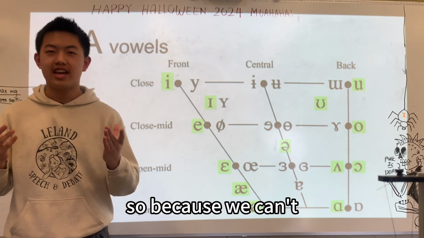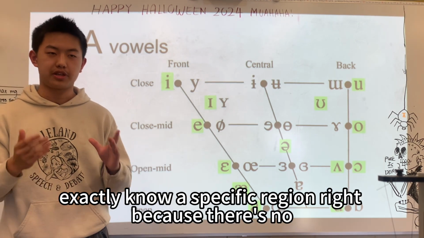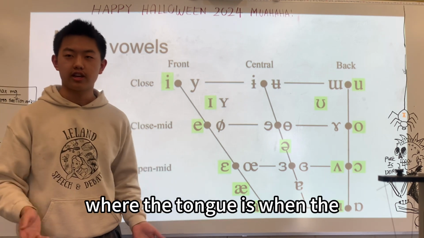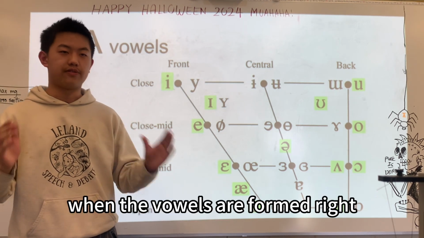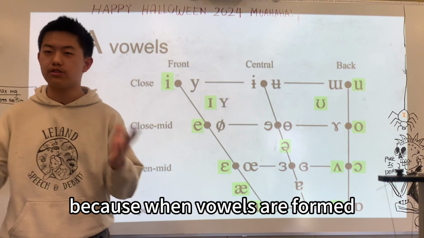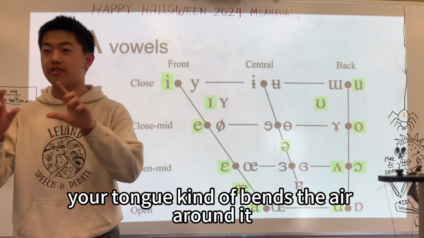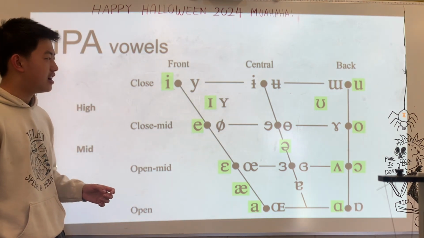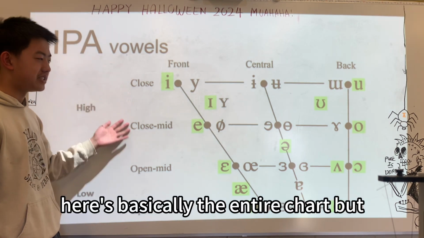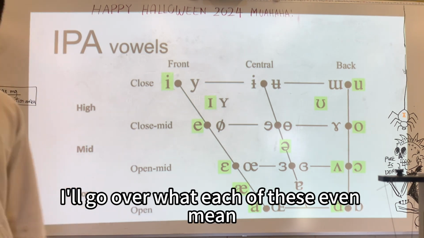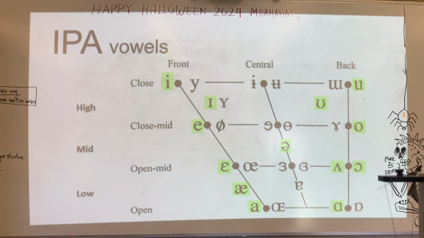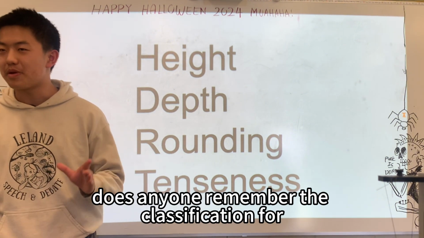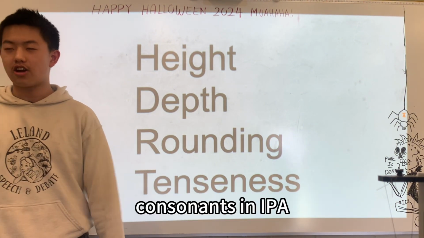Because there's no place of articulation, we can't exactly know a specific region; we can only approximate where the tongue is when the vowels are formed, right? Because when vowels are formed, your tongue kind of bends the air around it. That's why you have that sound, right? So for example, here's basically the entire chart, but I'll go over what each of these even mean. This is the classification for IPA vowels. Does anyone remember the classification for consonants in the IPA?